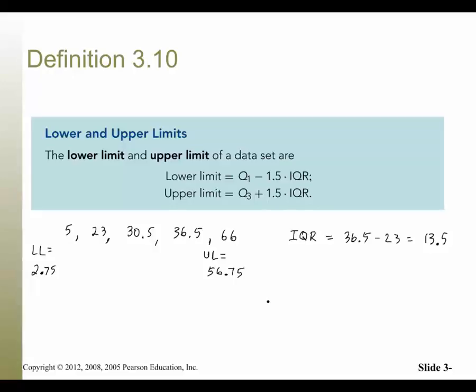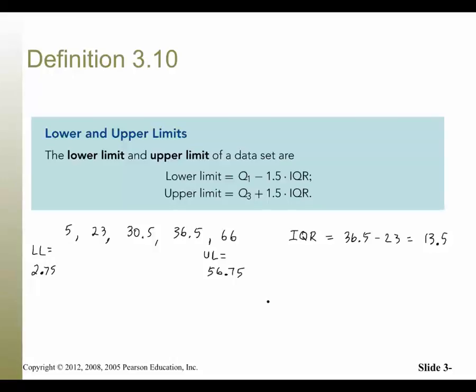So the point of the lower and upper limits is to sniff out outliers. Given this interquartile range of 13.5, where should all the data lie so that there's no outliers? If you look down here, the lower limit, 2.75, is less than the min. So what does that say about the min? Is it an outlier or not? No, the min is inside that. So it's okay. The lower limit for non-outlying data is 2.75, our lowest is 5, so it's fine. Makes sense? And the upper limit for non-outlying data is 56.75.